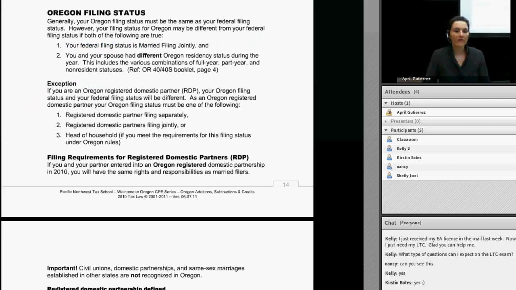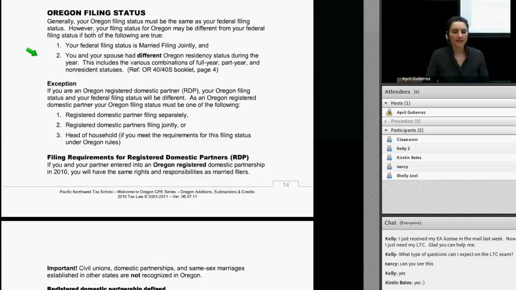Oregon filing status. So we've just finished our talk on all the penalties, and as I said, it's important to know those penalties because you will get asked questions about them. We're now going to move on to a new topic, which is Oregon filing status. Generally, your Oregon filing status must be the same as your federal filing status. However, your filing status for Oregon may be different from your federal filing status if both of the following are true. Your filing status is married filing jointly, and you and your spouse had different Oregon residency statuses during the year. This includes the various combinations of full year, part year, and non-resident statuses.